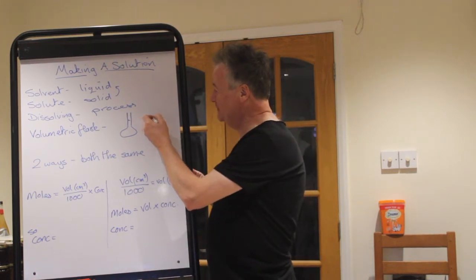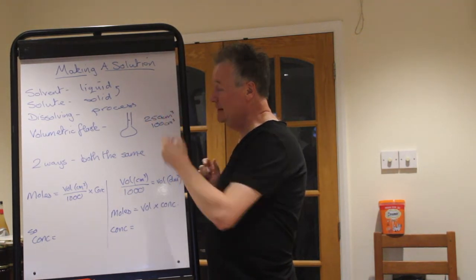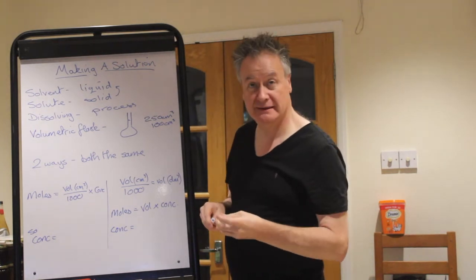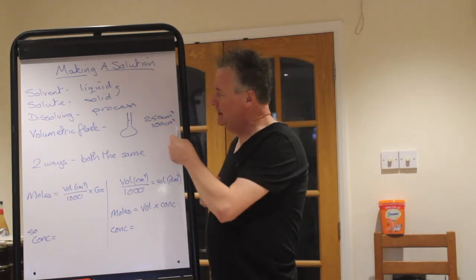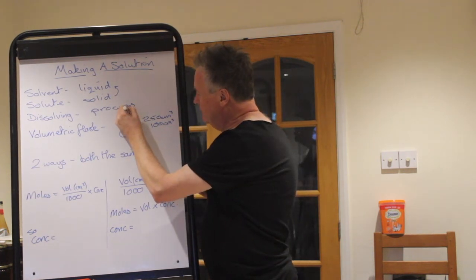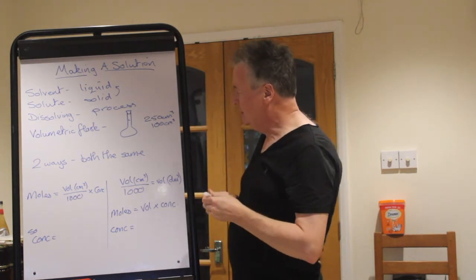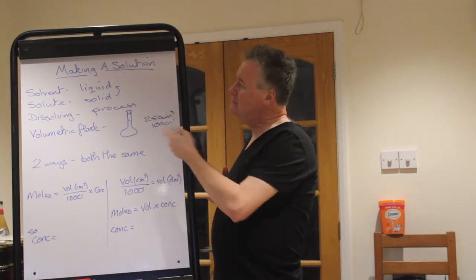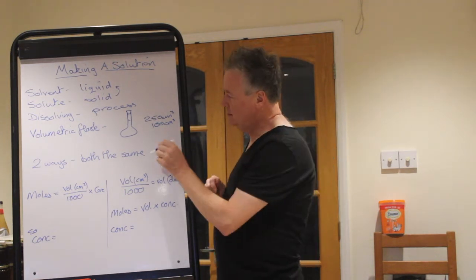250 centimetre cubed is the big one you normally see. Sometimes you get to have a 100 one. Technicians have much bigger ones, up to 5 litre ones, certainly at the schools that I work at. It comes with a little stopper in. Certainly if you're my sixth formers, you've already been using these. So that's the equipment. There's a few questions about that on the sheet.